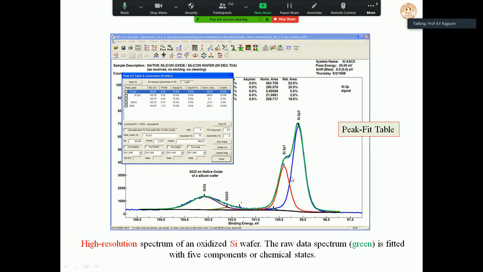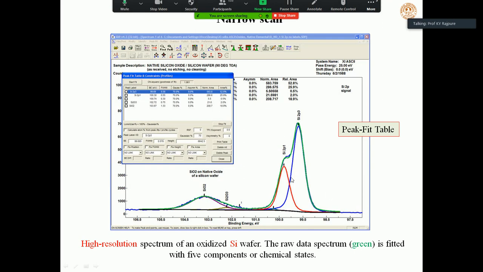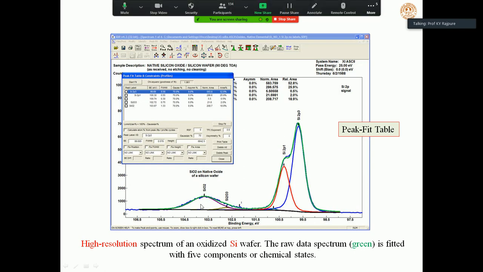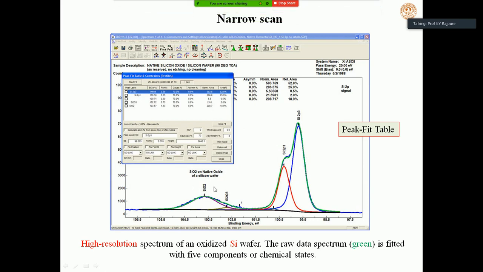This will tell you qualitatively that silicon is present. Then from the area under the curve, you will know how much silicon is present. And the peak positions and deconvolution will tell you whether silicon is in the elemental form or in another matrix.